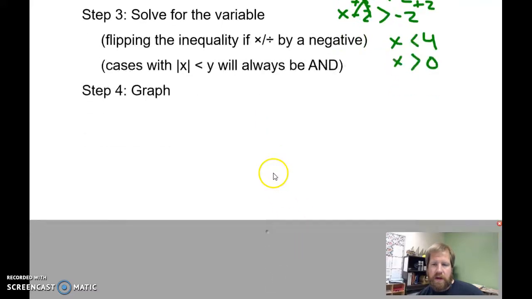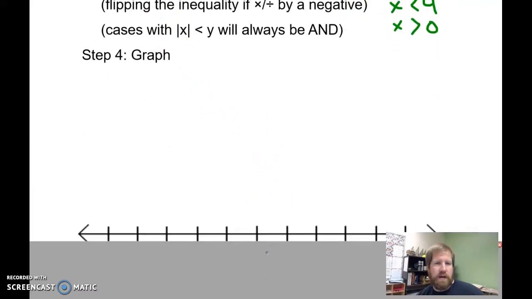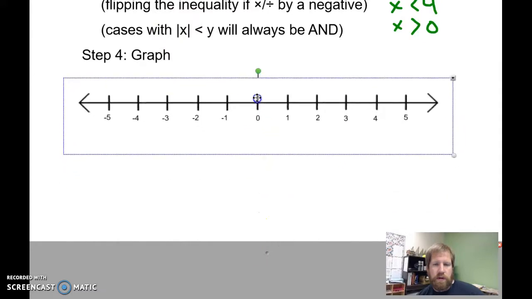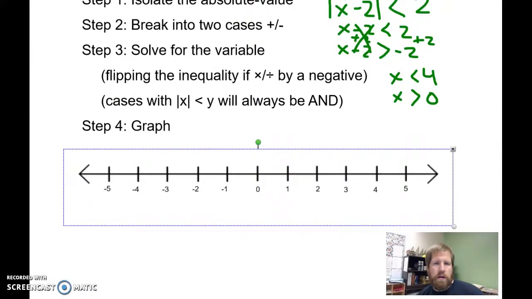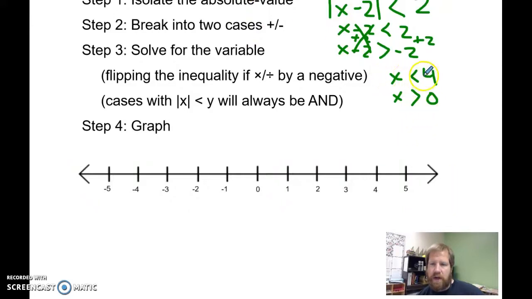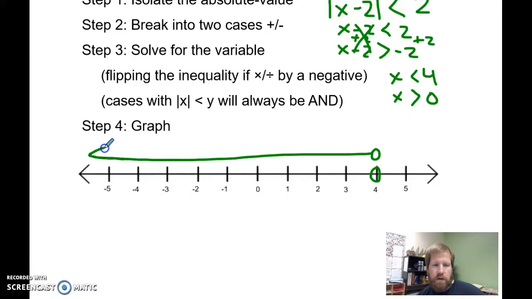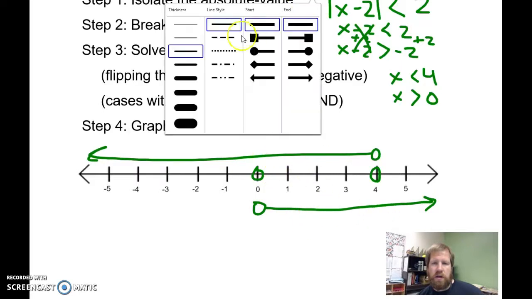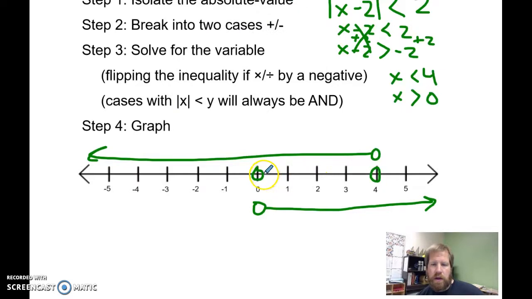Okay, and then I'm going to graph it. x is less than 4, so I draw my open circle at 4, and it's going to go that way. And then my endpoint is 0, and x is greater than 0, so I'm going to start at 0 and go to the right. I can see my two lines are overlapping, and that is going to be my solution.